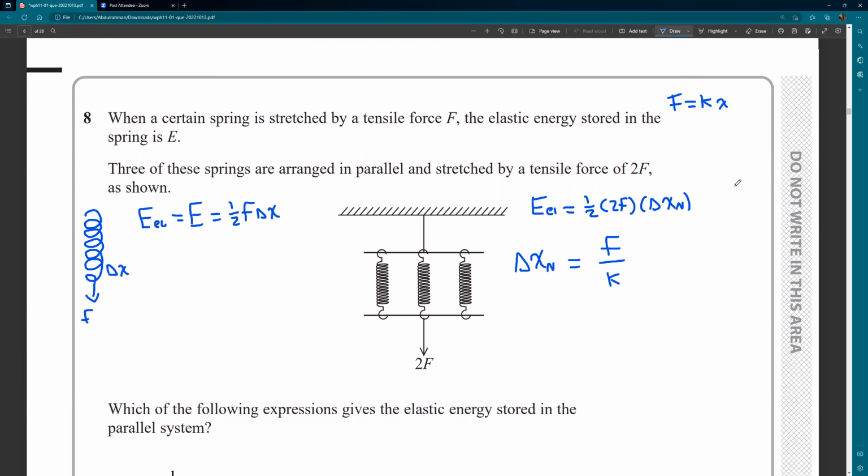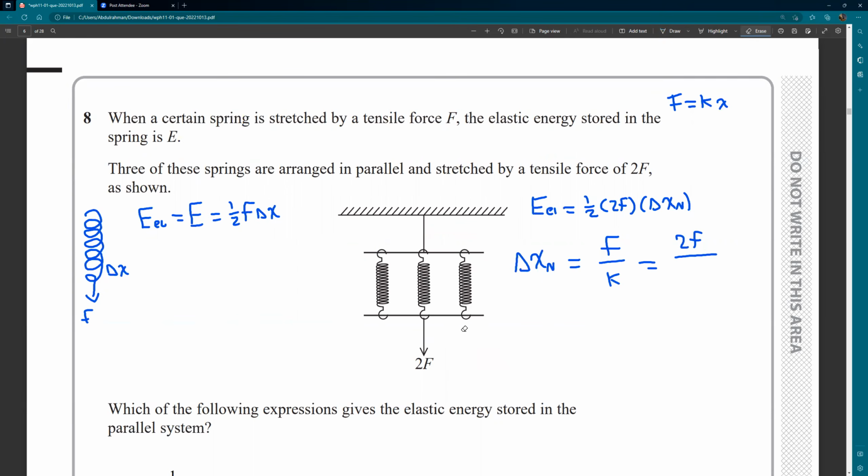Good. So the question now is, what is the total force acting on this new system? We're going to treat this system as one spring with some spring constant. So the new force is 2F. The question now is, what is the spring constant of this system?